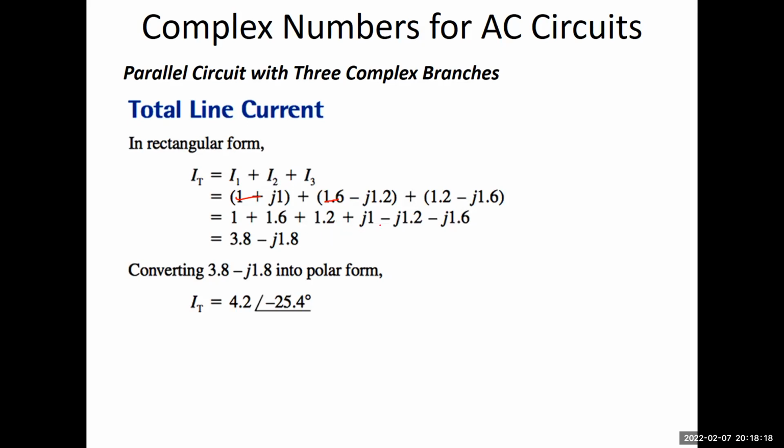That is 1, 1.2, and 1.6. So that is 3.8. And J1 minus J1.2 minus J1.6 is negative J1.8, in rectangular form. And this will now be in polar form.